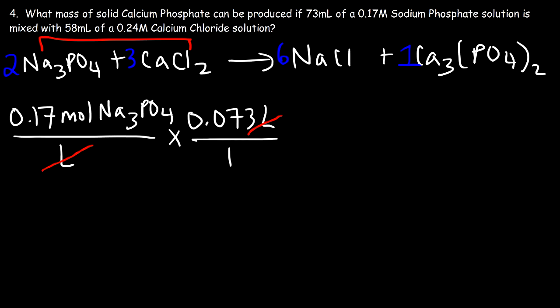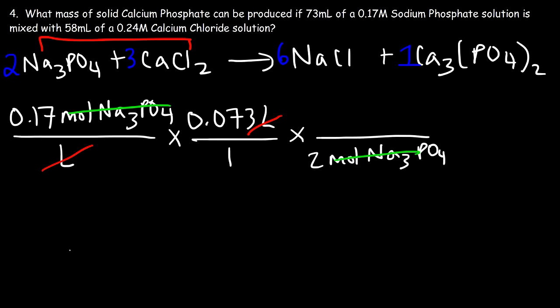Now let's convert sodium phosphate into the product, calcium phosphate. The molar ratio is 2 to 1. So we're going to put 2 moles of Na3PO4 on the bottom, so that these 2 units will cancel. And we're going to put 1 mole of calcium phosphate on top.